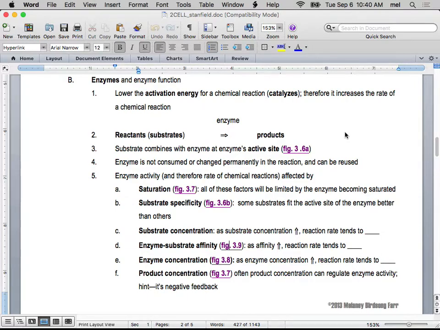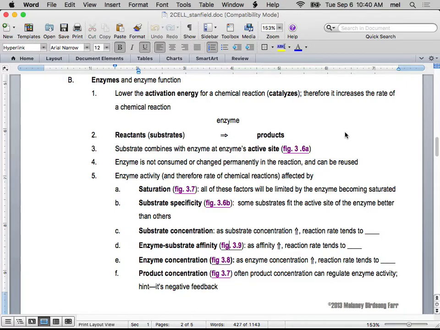Which one holds the enzyme constant and varies the substrate? Substrate specificity. Which one holds the substrate constant and varies the enzyme? Enzyme substrate affinity. So do you see that that's the nugget? That's the difference between the two of them, okay?